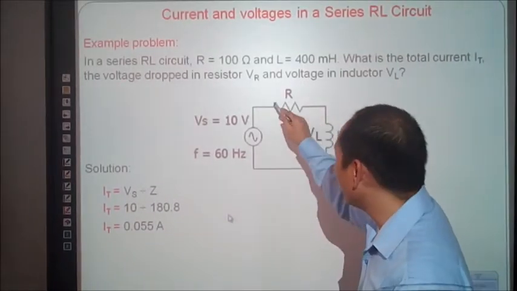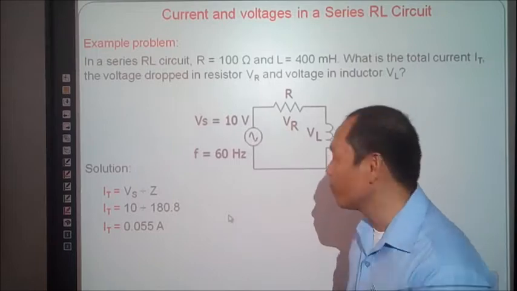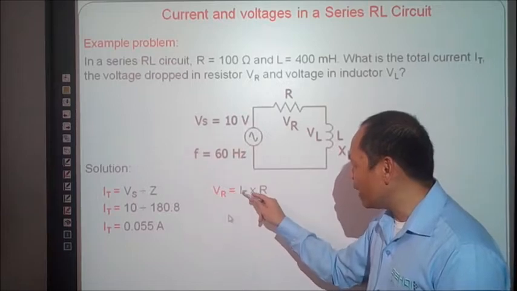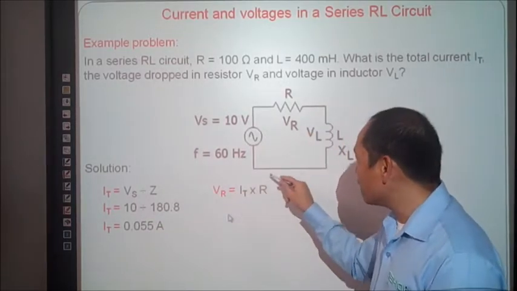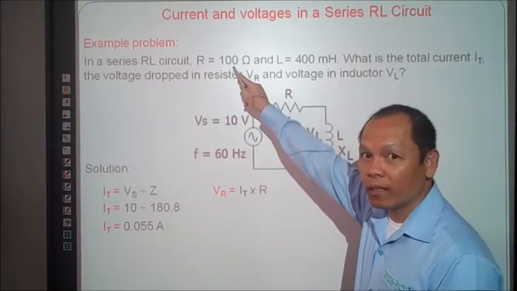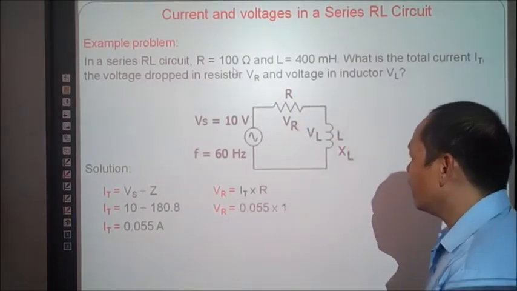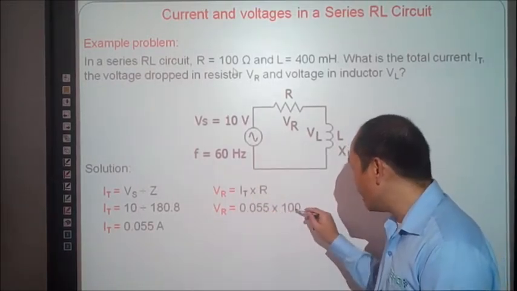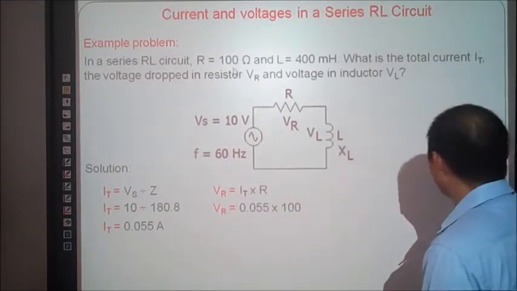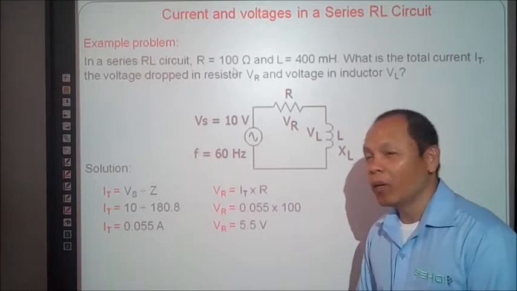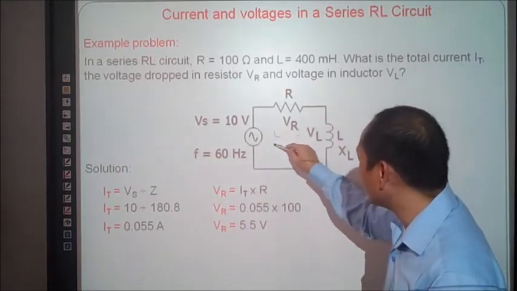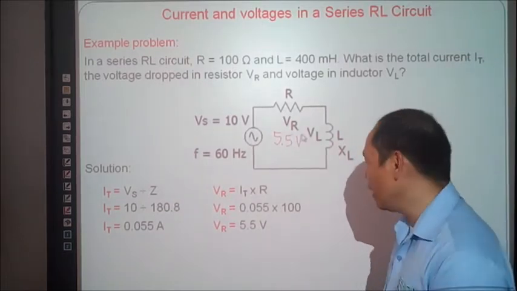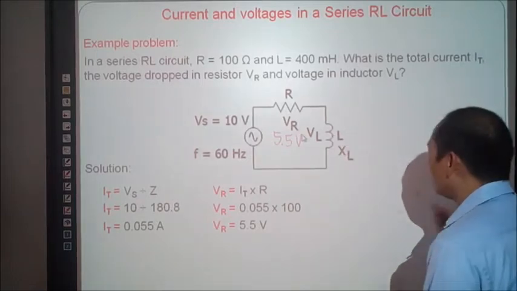Then we can solve for the voltage of the resistor. Okay, so this is the formula. Resistor voltage is equal to total current times the resistor. The value of the resistor is 100 ohms. Okay, so IT is 0.055 times 100 ohms. Your VR is equal to 5.5 volts. So this one here is equal to 5.5 volts. Okay, then next, what is the value of VL?